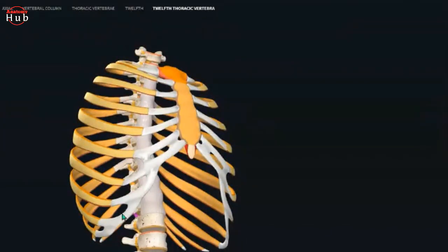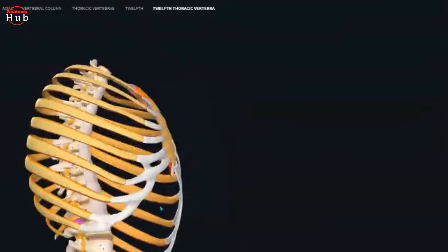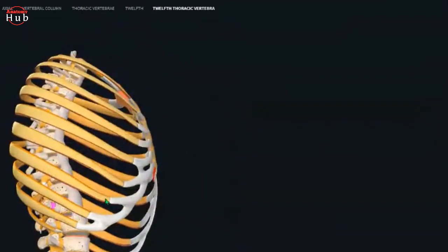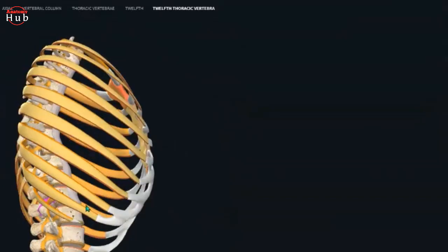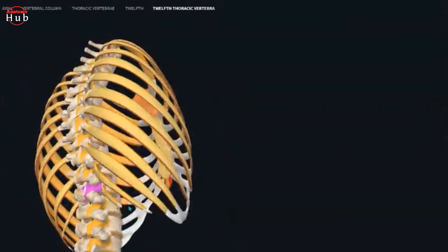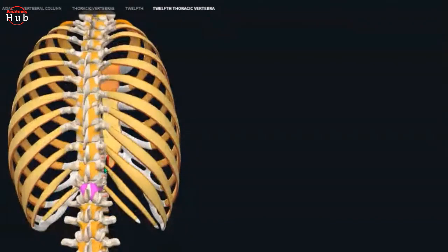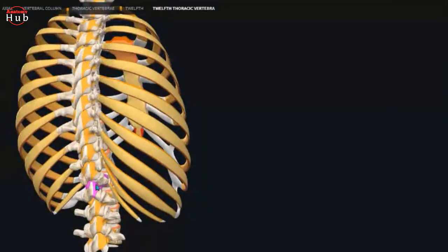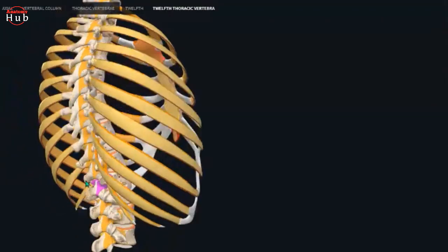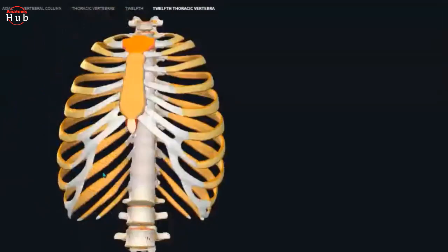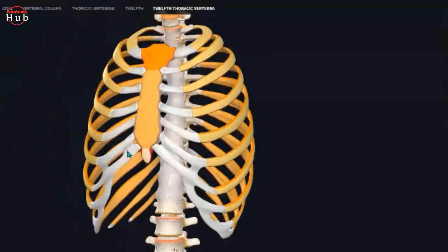So they are the indirect ribs. That's why they are known as the false ribs. Here we'll find the 11th rib and the 12th rib. They don't have any anterior articulation. That's why they are known as the floating ribs. They have only the posterior articulation with their corresponding vertebra and with the transverse process. Clear? So this is all about the ribs.